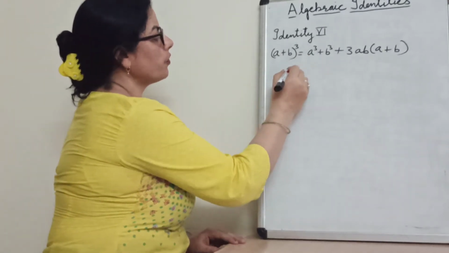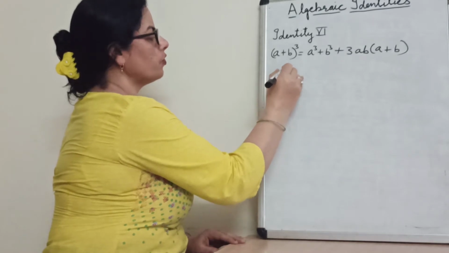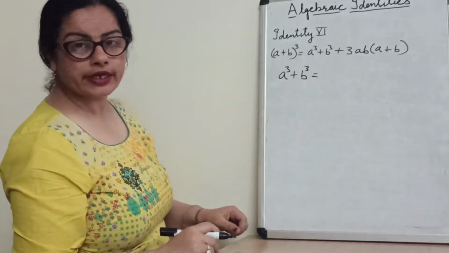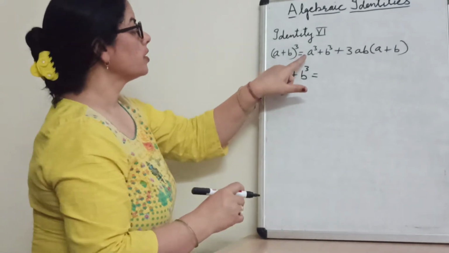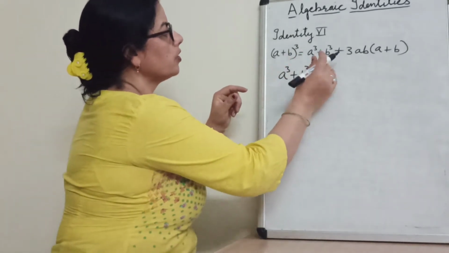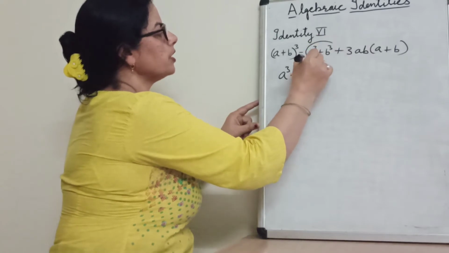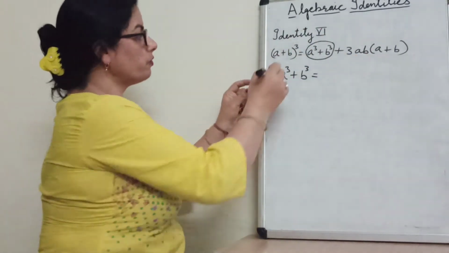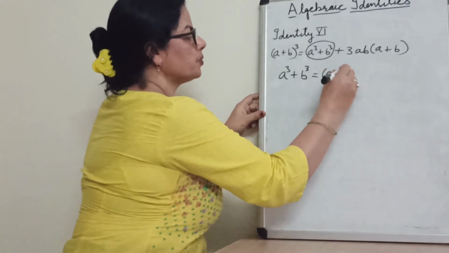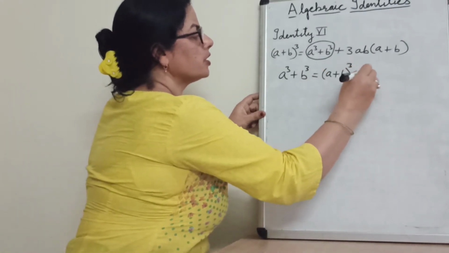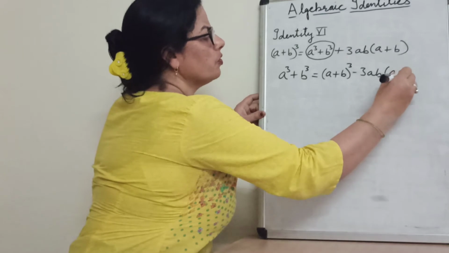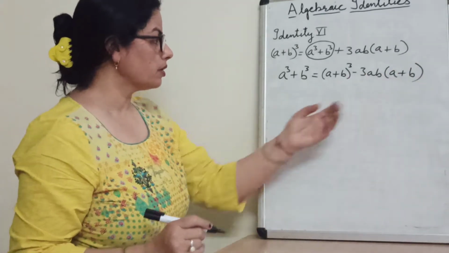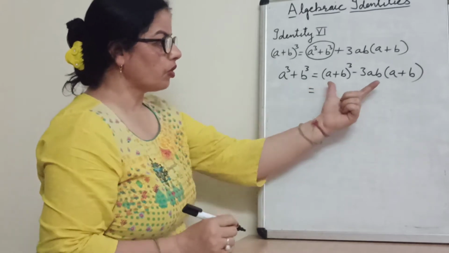See, if I want to find the value of a^3 + b^3 from it, then we have to shift this term to the other side. So what will come? (a + b)^3 - 3ab(a + b). This will come. And now see how we will solve it.